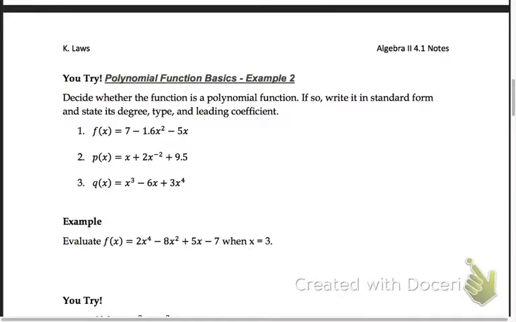Okay, if I would do this and if I would go quick, I would just basically have -1.6x to the second minus 5x, and then I'd put the plus 7 on the back end. What's my degree? Degree is 2. What's the type? Quadratic. And then what is the lead coefficient? -1.6.